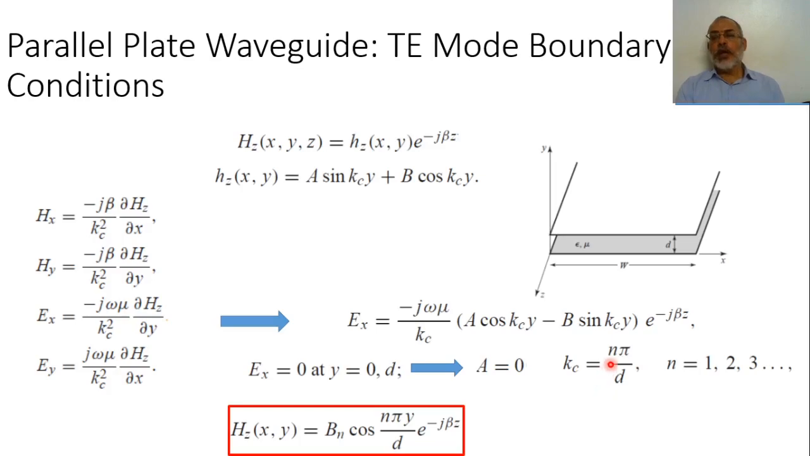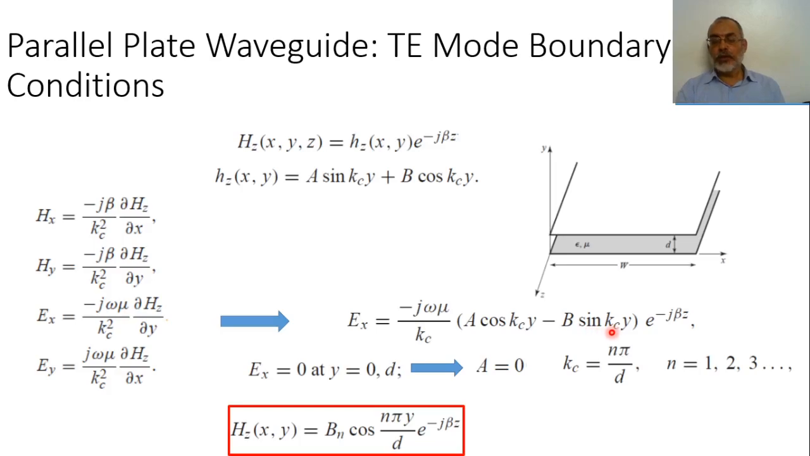Where n here starts from 1, that is 1, 2, 3. Why? Because if I start from n equals 0, I have B cosine kc y, and the electric field Ex would be 0 and Hy would be 0. So I have neither Ex nor Hy.